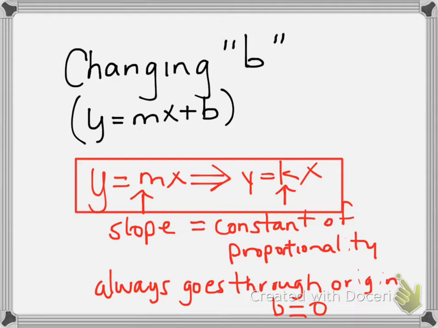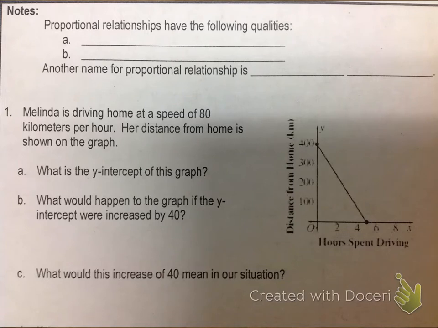All right, so today we're going to talk about changing b, or changing the y-intercept. We're going to get into that right now. All right. If you have proportional relationships, you have the following qualities. So when we're talking about proportional relationships, again, we're talking about the slope being positive.